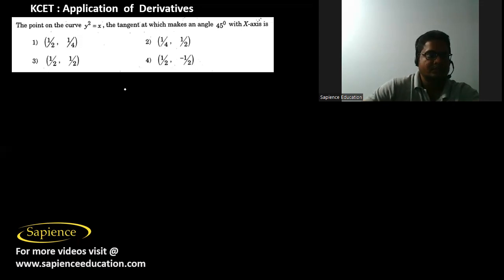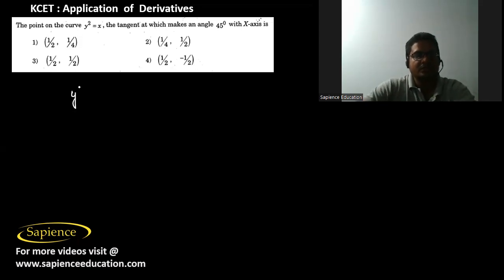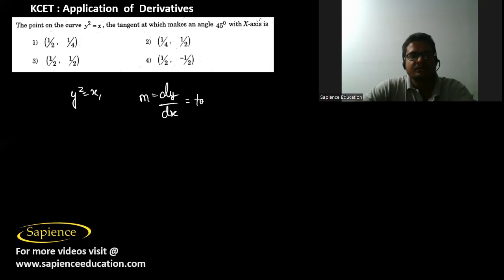Then here it is told that the point on the curve y square equal to x, the tangent at which makes an angle 45 degree with x-axis, is. So if it makes 45 degree with x-axis, then it means the slope m, which is dy by dx, should be equal to tan 45, that is equal to 1.